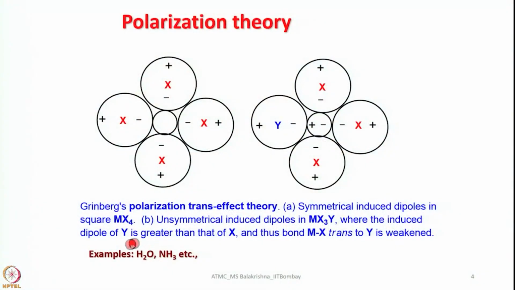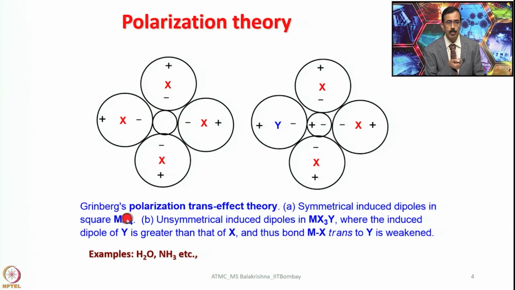This was proposed by Grinberg, hence it is called Grinberg's polarization trans effect theory. Here you can see I have written 2 diagrams, diagram A and diagram B. Diagram A represents symmetrical induced dipoles in a square planar complex of the type MX4. That means all ligands are symmetrical and we can also see symmetrical induced dipoles. You should remember, if they are neutral ligands and we have a cationic metal, according to crystal field theory, the type of interaction we come across is ion dipolar interaction. Since it is based on electrostatics, this is ion dipolar.